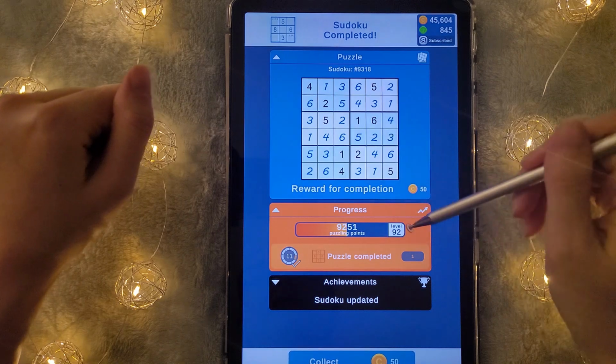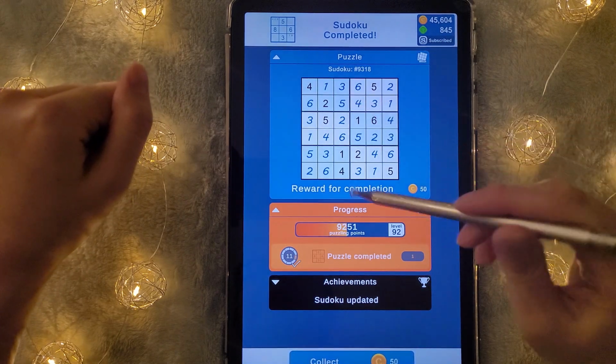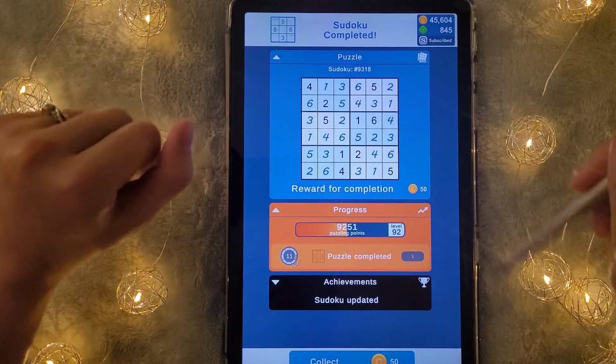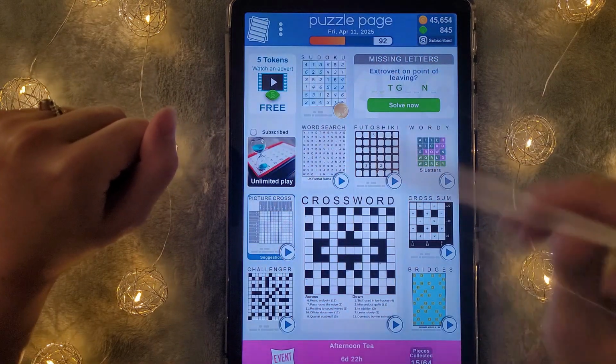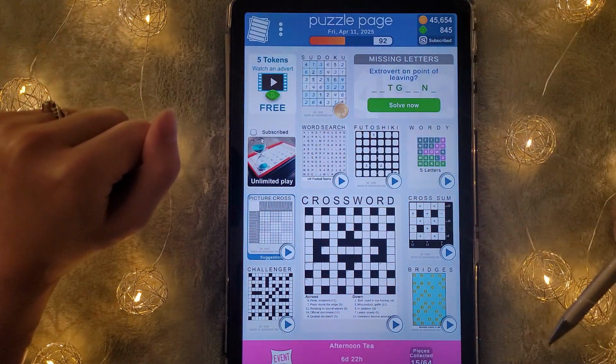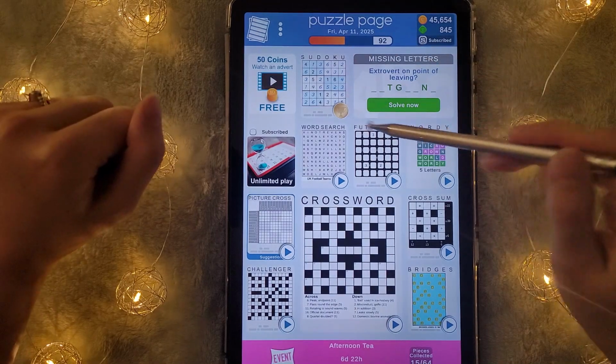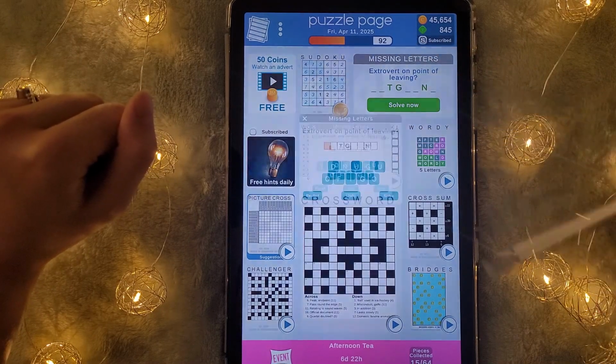And I'm on level 92 for Sudoku. I've done a lot of these puzzles. So let's collect our coins. You see I have quite a lot of coins and tokens up here. And let's solve this missing letters puzzle.